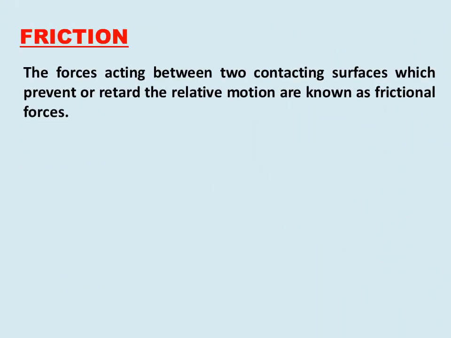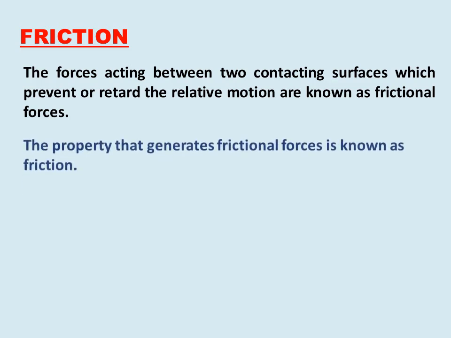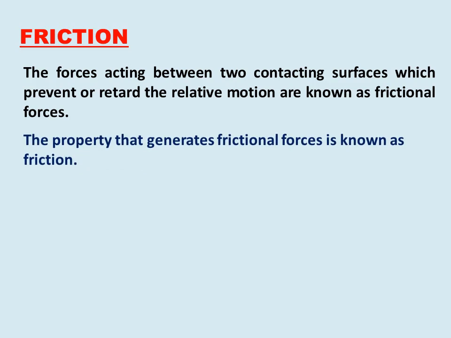What is friction? We have almost mentioned this word earlier; it is a resistive force. When there are two surfaces in contact with each other, and one tends to move in one direction, the second surface applies a resistive force against the motion of the first surface in the opposite direction. This is what we term friction. Accordingly, the forces acting between two contacting surfaces which prevent or retard the relative motion are known as frictional forces.